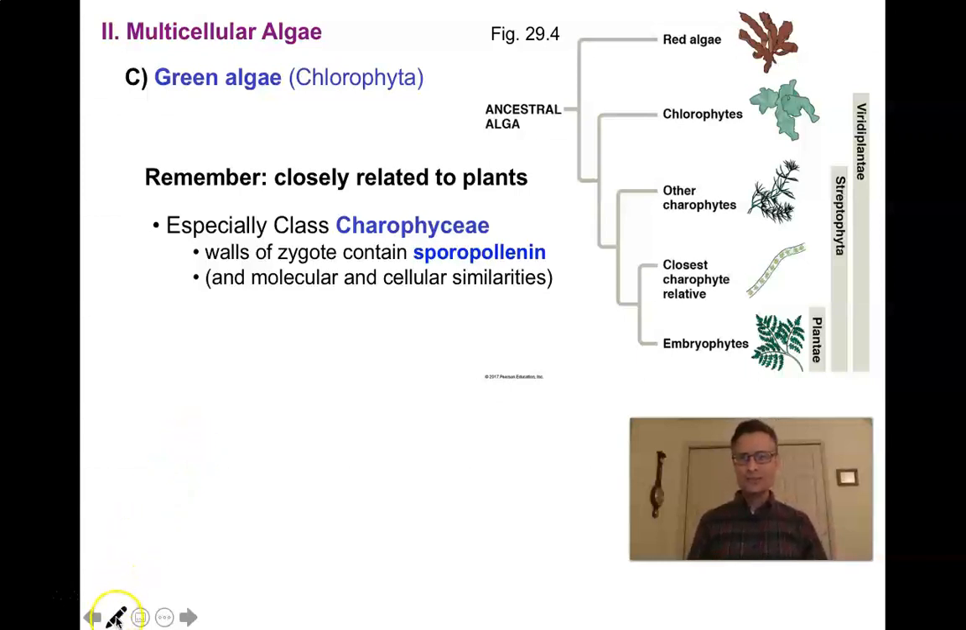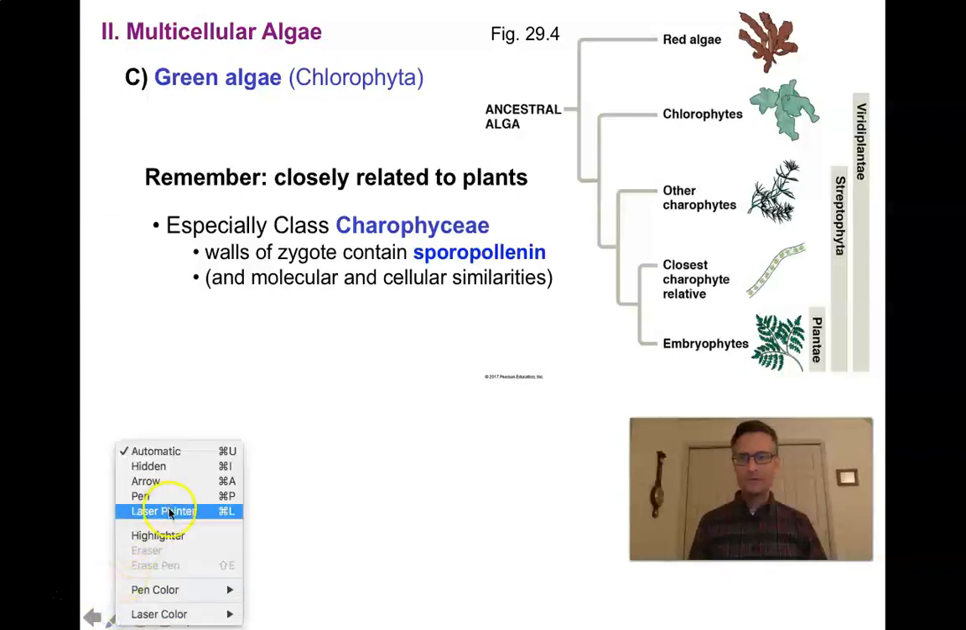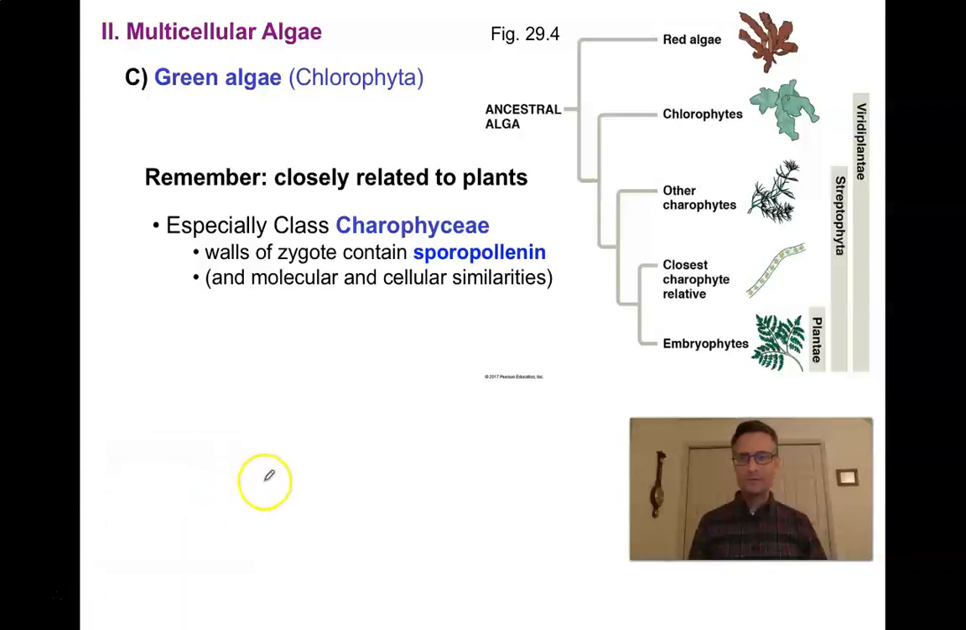And so this very resistant polymer is unique over here, not to all green algae, not to all chlorophytes, but to our charophyceans. So here's where we get sporopollenin. All right, so notice that separates this group from other groups. And this is figure 29.4 in your textbook. Take a look at it if you want to.